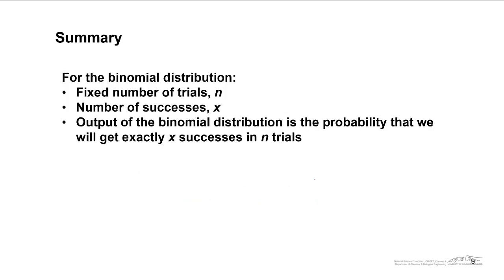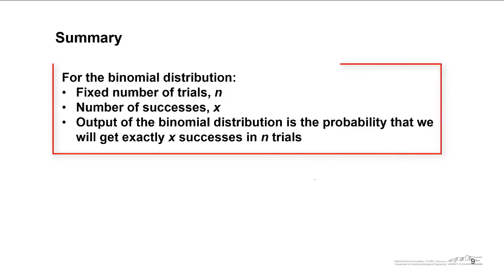So in summary, for the binomial distribution, we have a fixed number of trials, n, and the independent variable is the number of successes, x. The output of the binomial distribution is the probability that we will get exactly x successes in n trials.